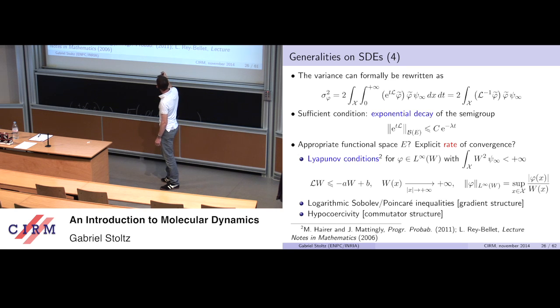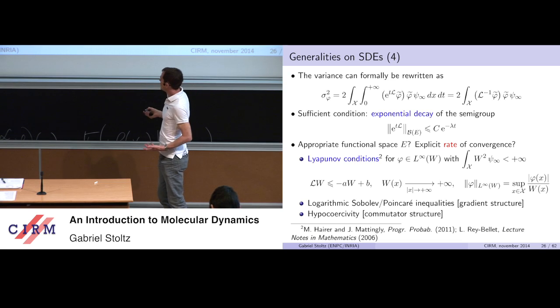you can rewrite the variance like that. So in order to really rewrite this in this way, you need some exponential decay of the semi-group in some appropriate functional space. And so that's where mathematics starts. So you really want, sorry, here it should be an exponential TL. So it's really exponential TL, which I want to bound by something which is exponentially decreasing. And so here mathematics starts.